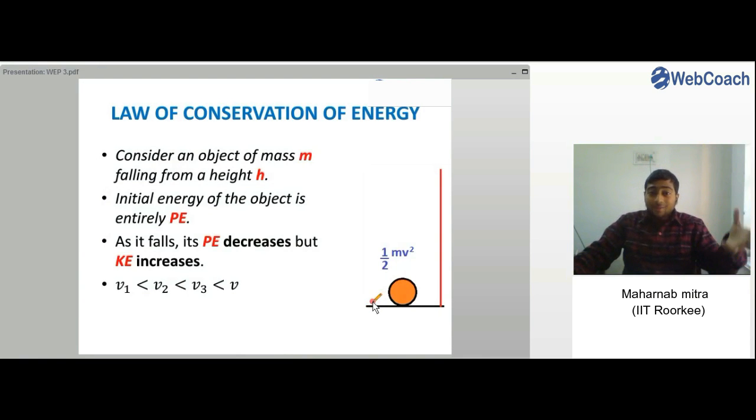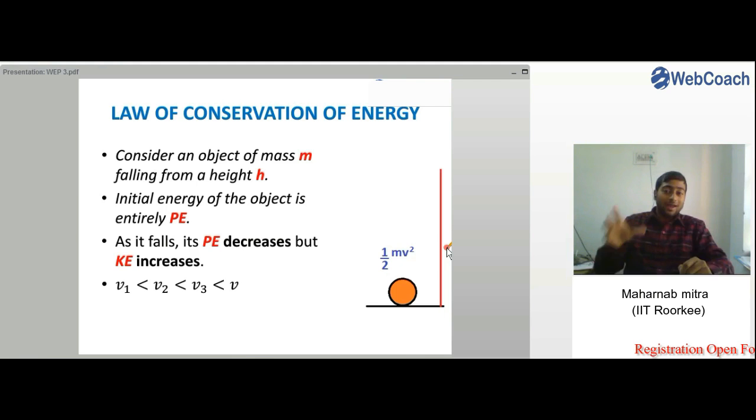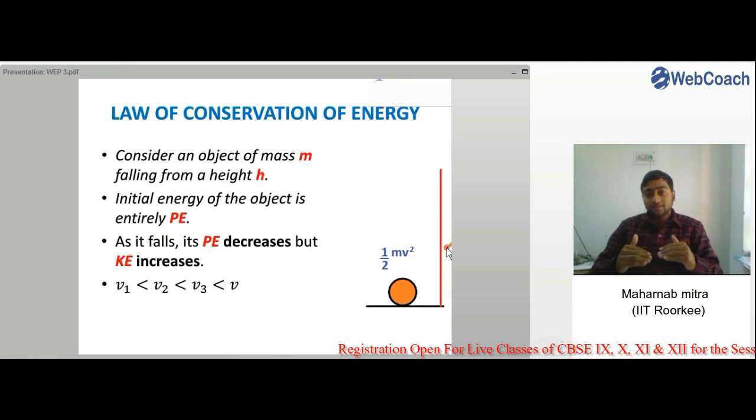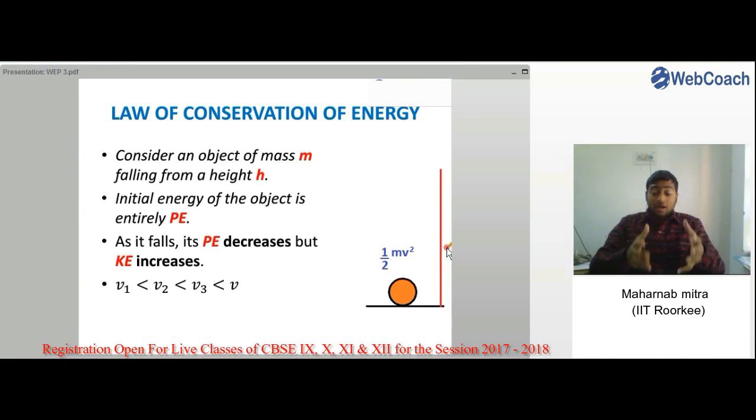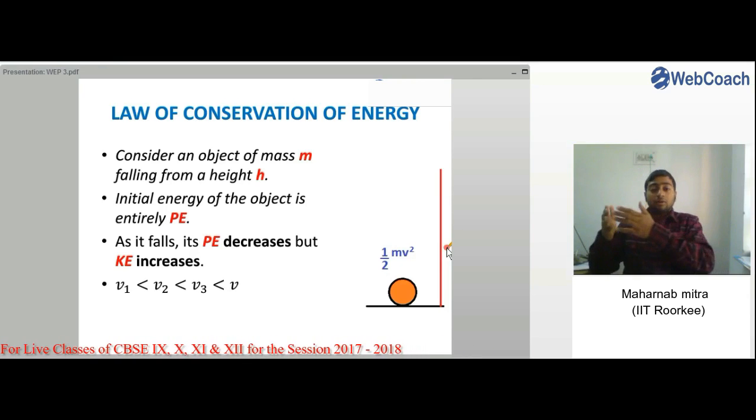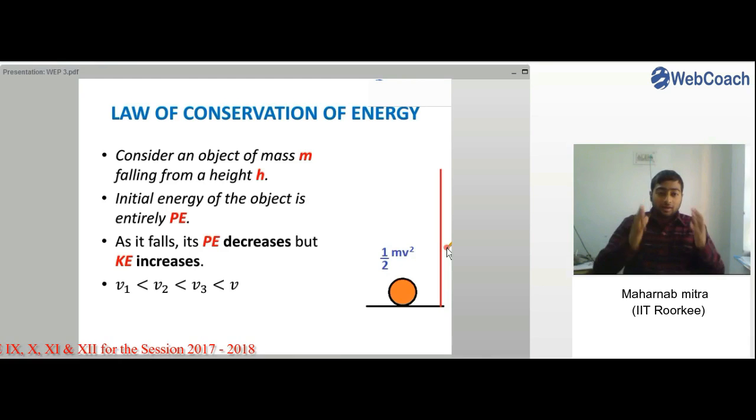And finally, as it hits the ground, the entire potential energy has been converted to kinetic energy, and now half mv square is directly equal to mgh. Half mv square is equal to mgh. You can see that gradually as the object falls, the potential energy gets converted to kinetic energy, right? And as more and more potential energy gets converted, kinetic energy gradually increases in steps. So while falling down, due to the decrease in height, potential energy decreases, but due to the increase of speed, kinetic energy increases.